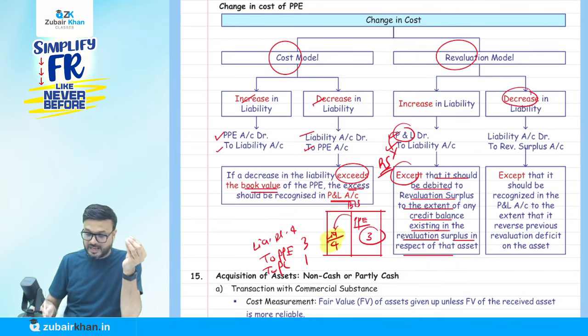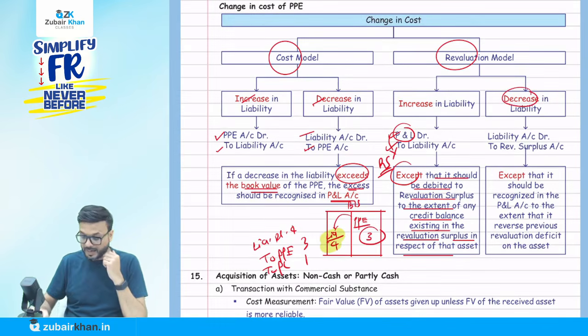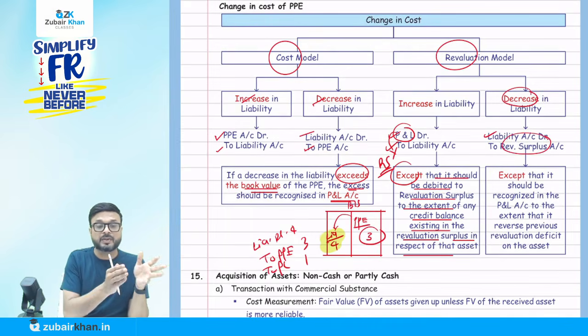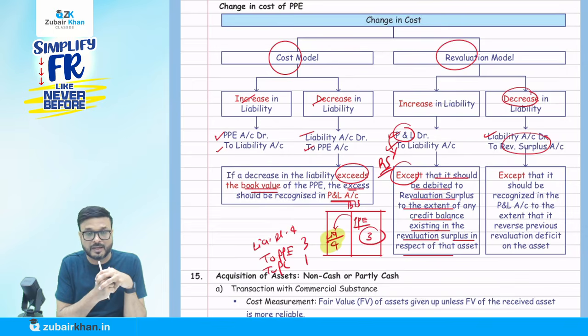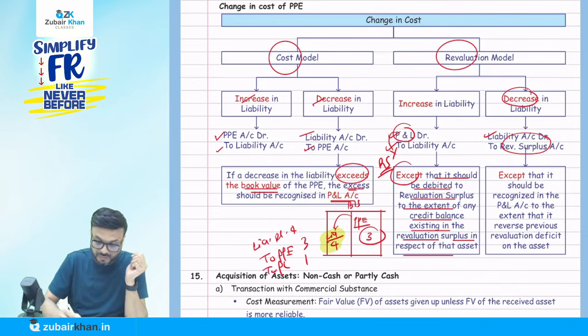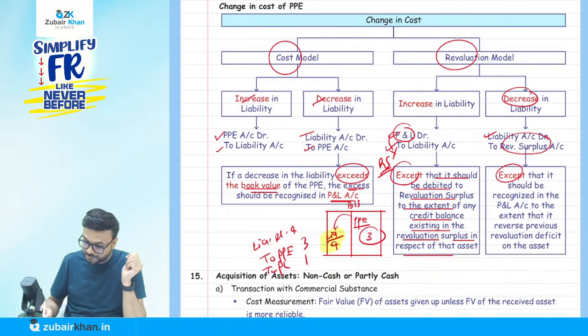Now, a decrease in liability should be debited. So the liability account will be debited and the revaluation surplus will be credited. But previously, if we have debited the P&L account, then we have to adjust in the P&L account only. So they say, that is the exception here.